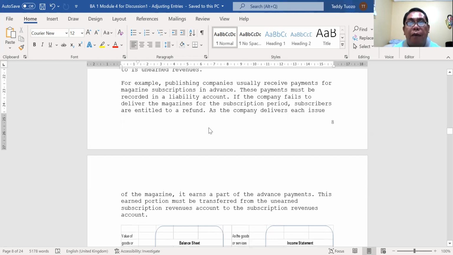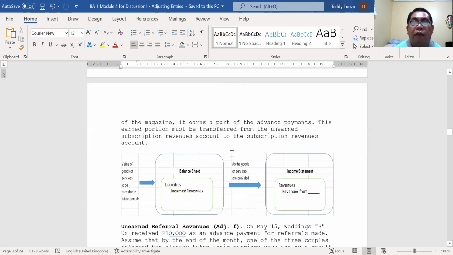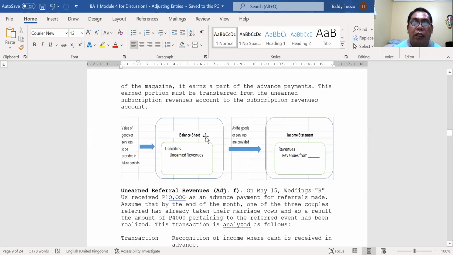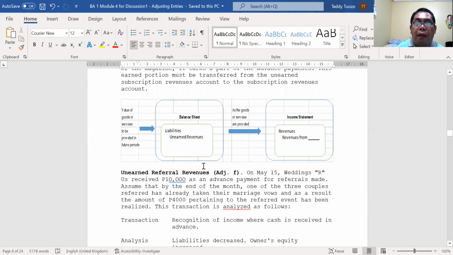So for example, publishing companies usually receive payments for magazine subscriptions in advance. These payments must be recorded in a liability account. If the company fails to deliver the magazines for the subscription period, subscribers are entitled to a refund. As the company delivers each issue of the magazine, it earns a part of the advance payment. So this earned portion must be transferred from the unearned subscription revenues account to the subscription revenues account. So from liabilities to income or revenue.